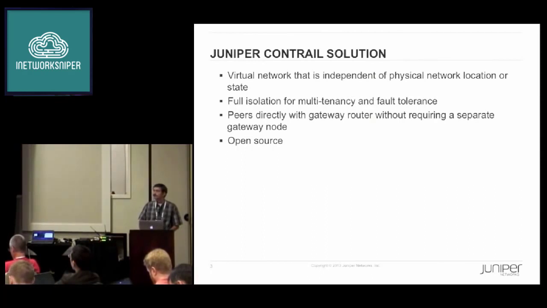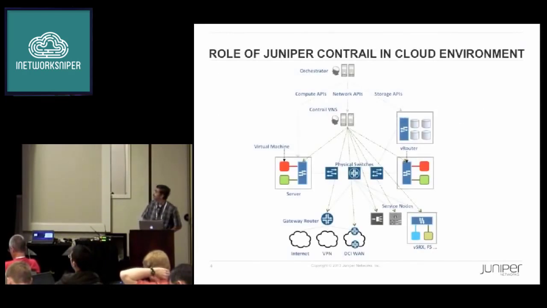So in the next slide, we'll look at where the Contrail solution fits in a cloud data center. Typically, we have an orchestrator, a system like OpenStack or CloudStack. And the orchestrator has a compute API, a storage API, and a network API. The compute API is responsible for spawning virtual machines on the compute nodes in the data center. The storage API provisions storage for those VMs. And the network API is responsible for setting up the communication between the VMs.